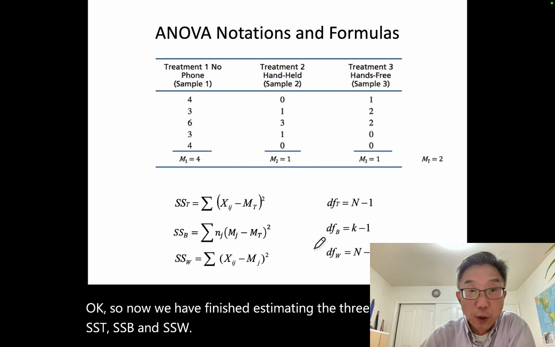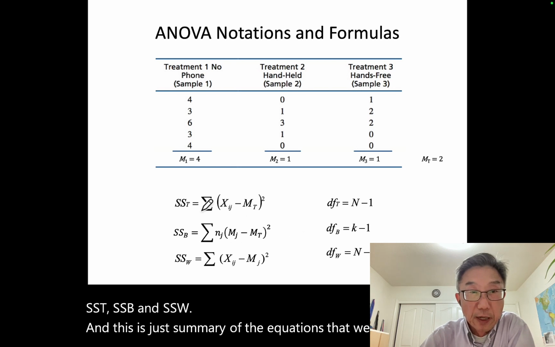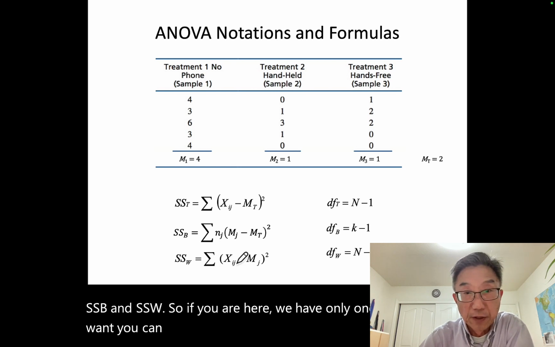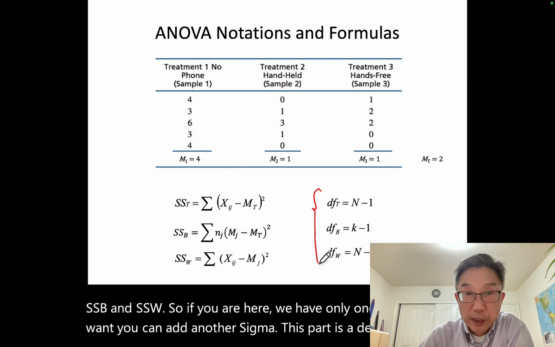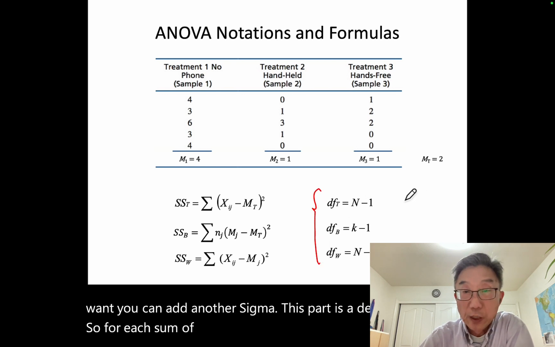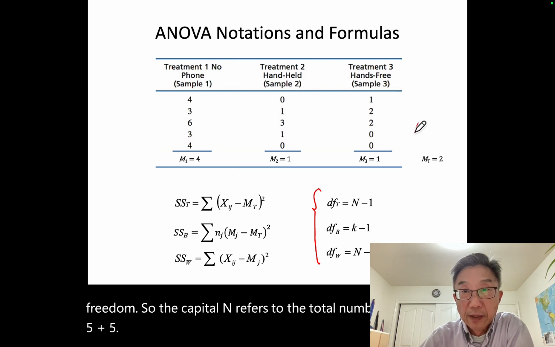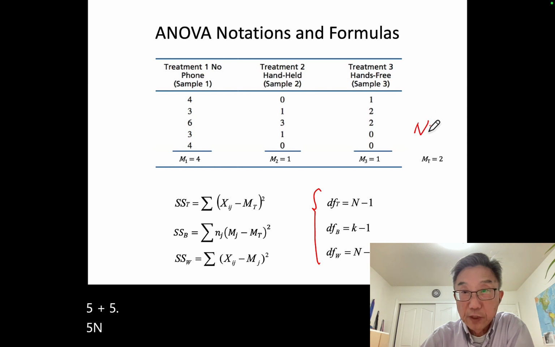This is just a summary of the equations that we just used, SST, SSB, and SSW. So here we have only one sigma. If you want, you can add another sigma. This part is the degrees of freedom. So for each sum of squares, we have a corresponding degree of freedom. The capital N refers to the total number of subjects. So 5 plus 5 plus 5, N equals 15. So we have a total of 15 subjects.